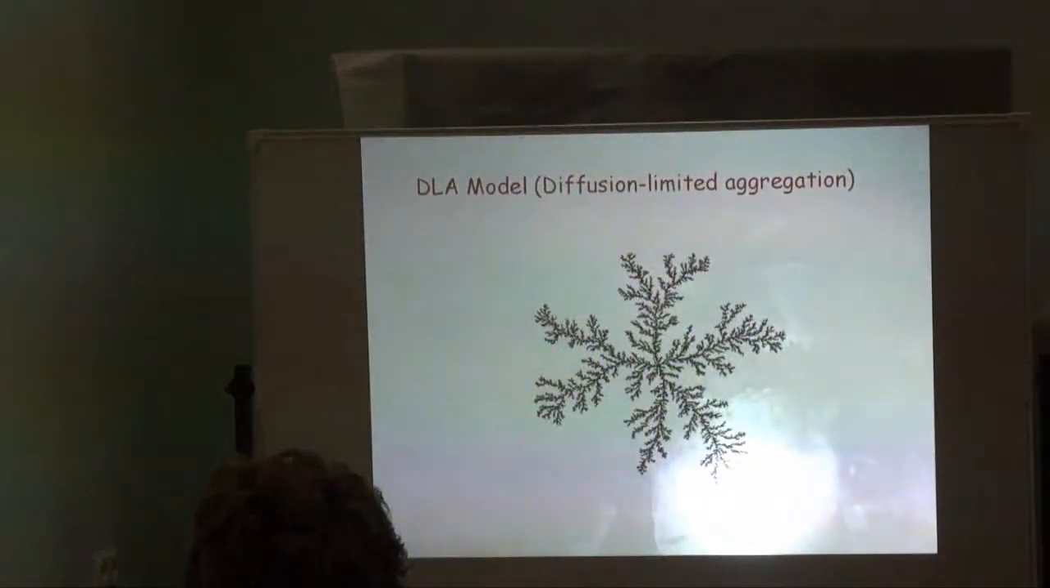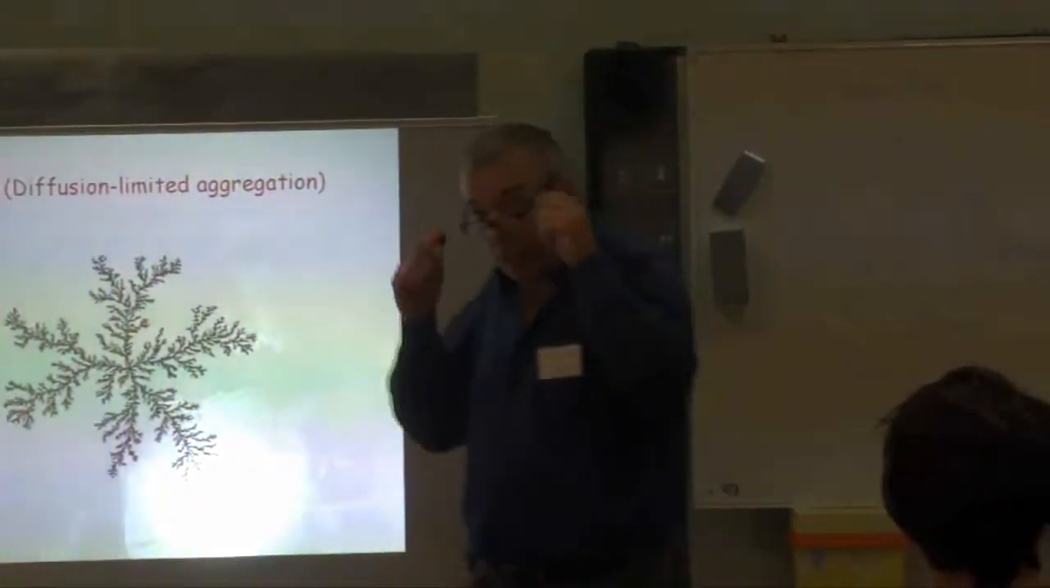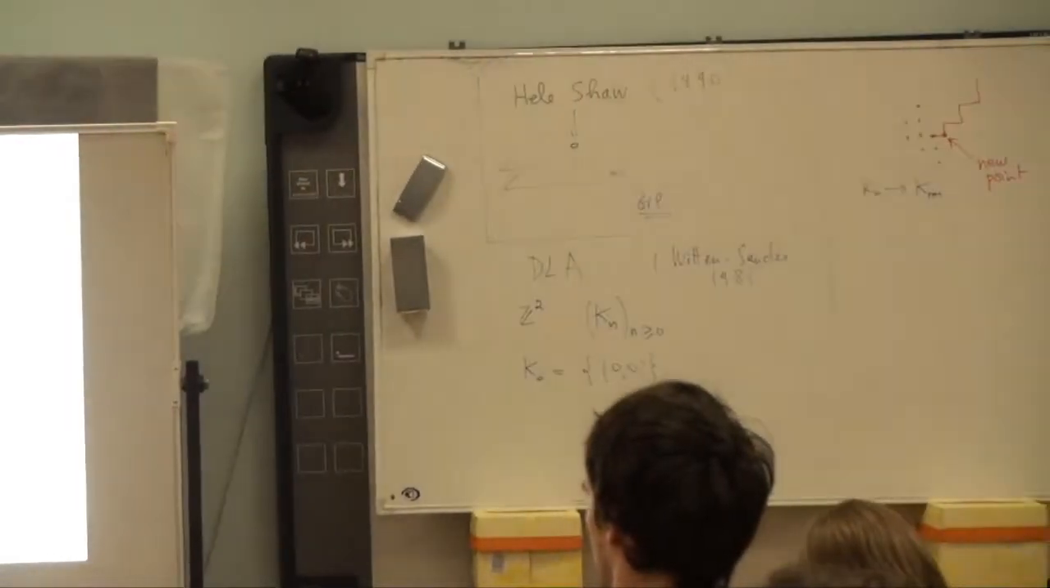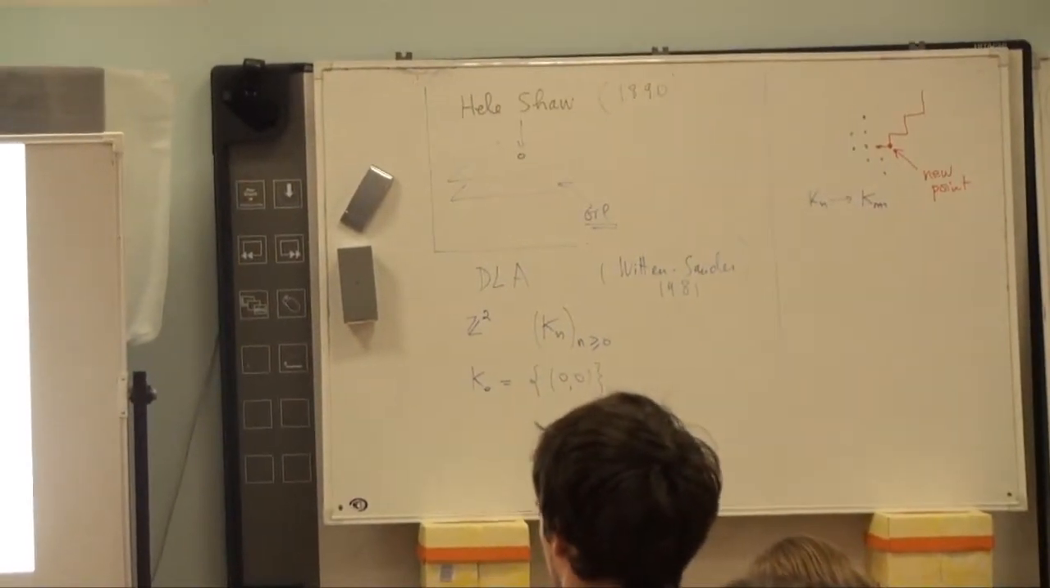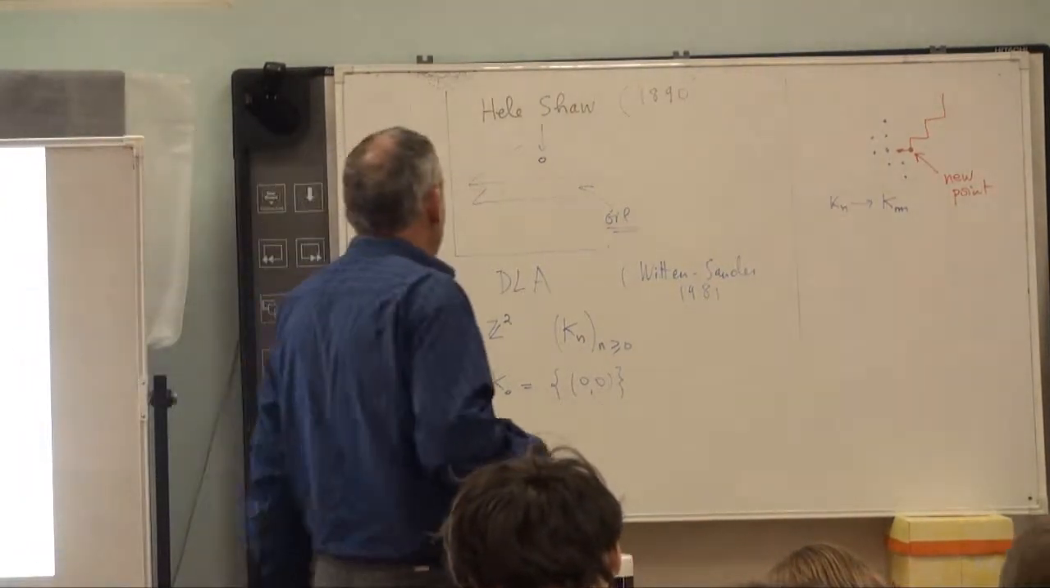Here, in the DLA model, we have randomness. In the Hele-Shaw model, we don't have randomness, but we have instability. And in some sense, this instability is kind of randomness. So we will study that more precisely.